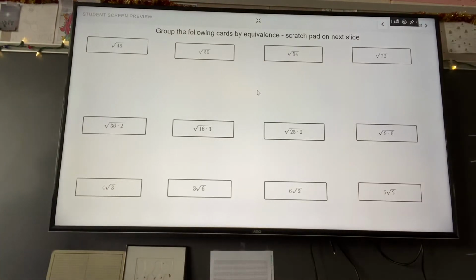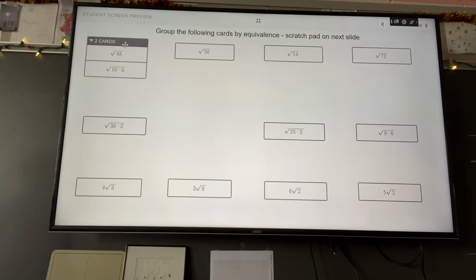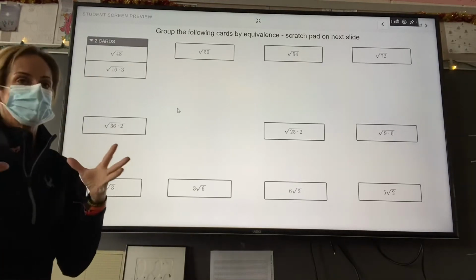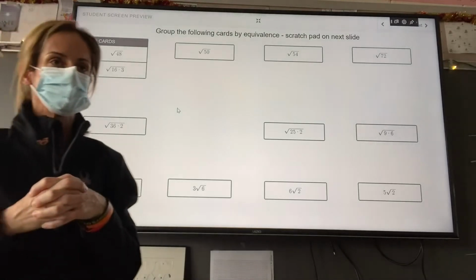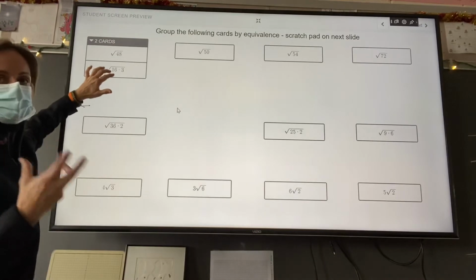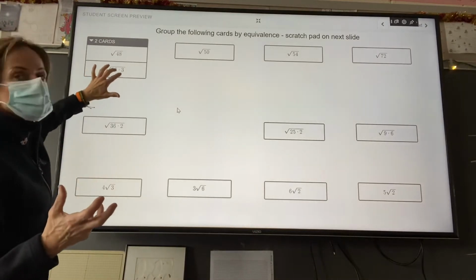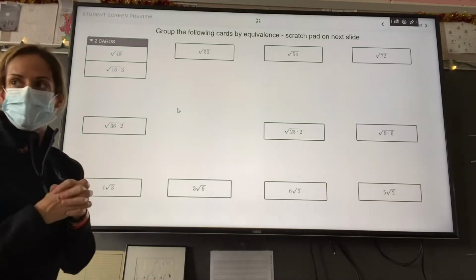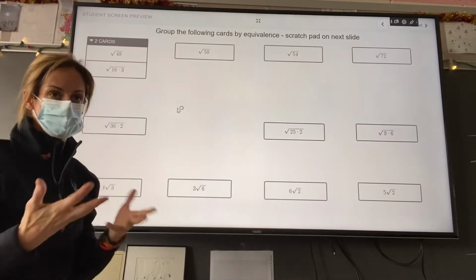16, because 16 times 3 is 48. The reason we broke up 48 into 16 times 3 and not like 6 times 8 is because now 16 is a perfect square, and we can take the square root of that and pull it out from under the radical, and that's what simplifying the radical is.